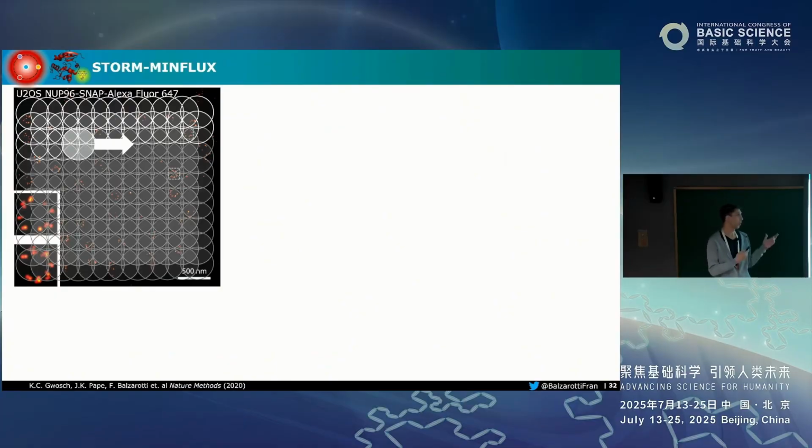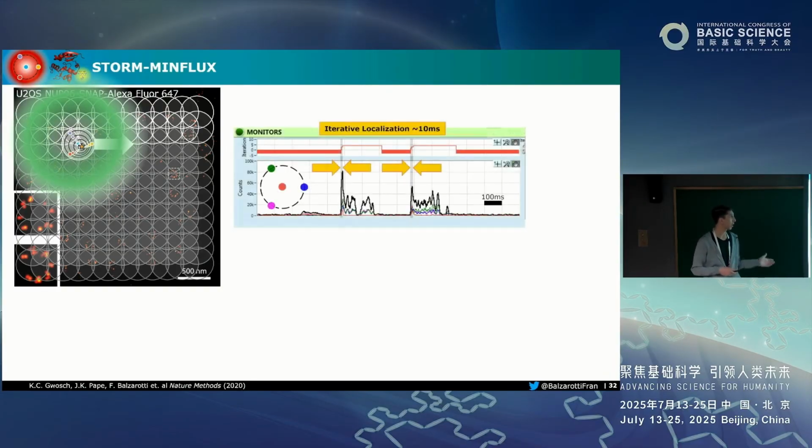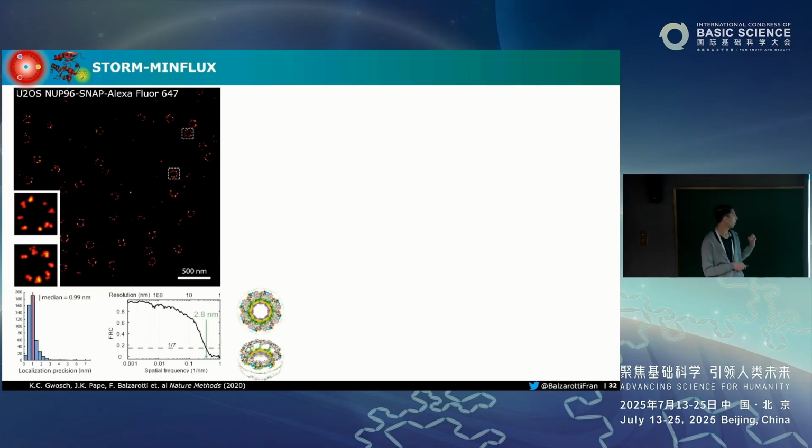So what you do is you make your sample, you label it with whatever strategy, and then you can photoactivate. A molecule will appear somewhere, and then you produce these iterative localizations on the fly very quickly. This takes less than 10 milliseconds or so. And then when you reach the smallest pattern that you care about, you squeeze out the remaining photons. So this is STORM MINFLUX of nuclear pores in cells.